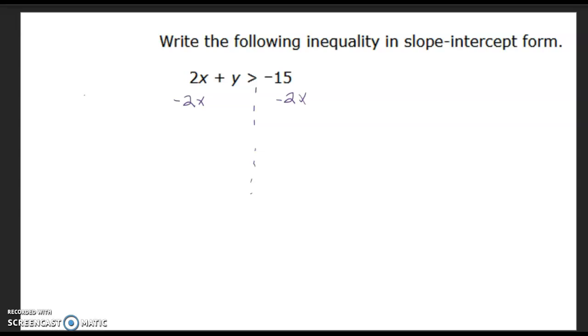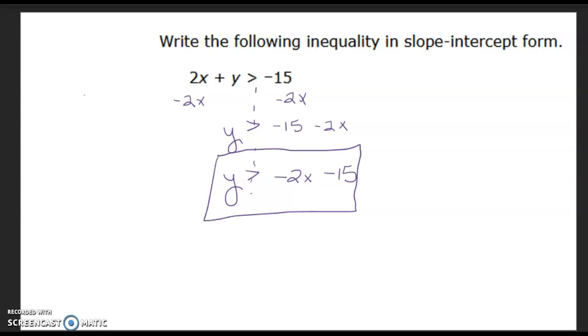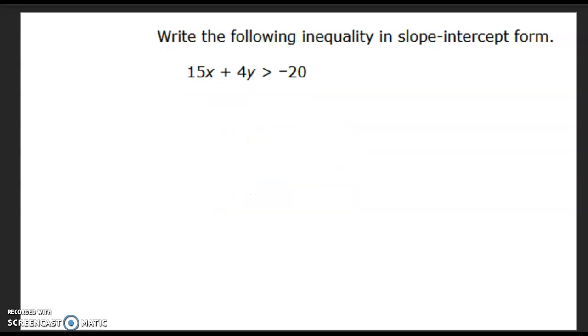So subtract 2x. Y is greater than. Now, again, you can write negative 15 minus 2x and then do another step and flip it however you want, just as long as you kind of keep that mx plus b in your head. That's what it's supposed to look like. Super easy.